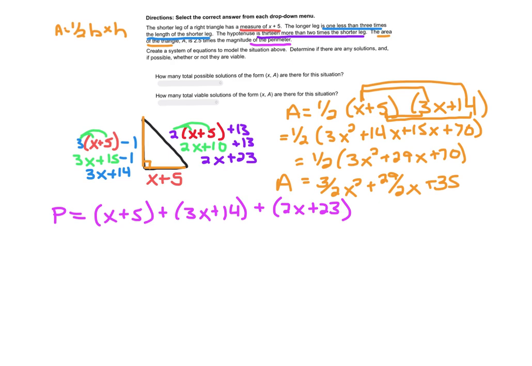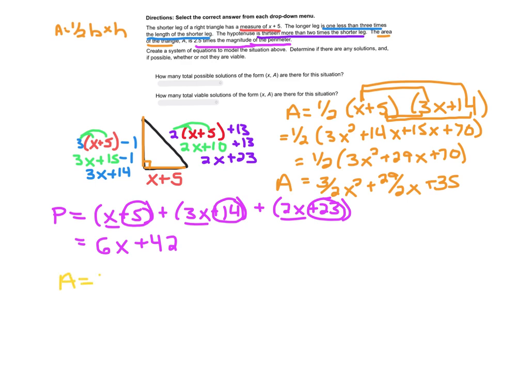Combining our like terms together, x plus 3x plus 2x, it's going to give us 6x. Positive 5, positive 14, and positive 23 will give us 42. Now it does say that the area is 2.5 times the magnitude of the perimeter. So in order to find that, change up our color here.